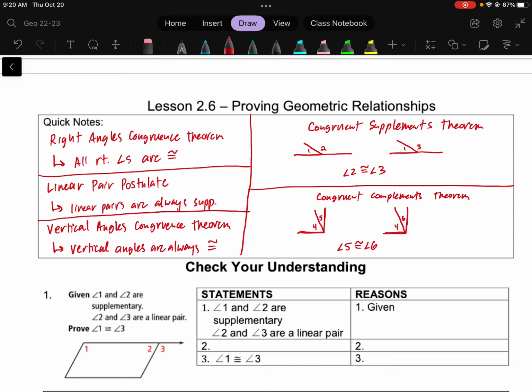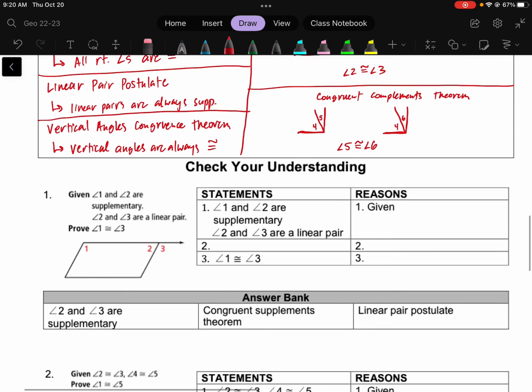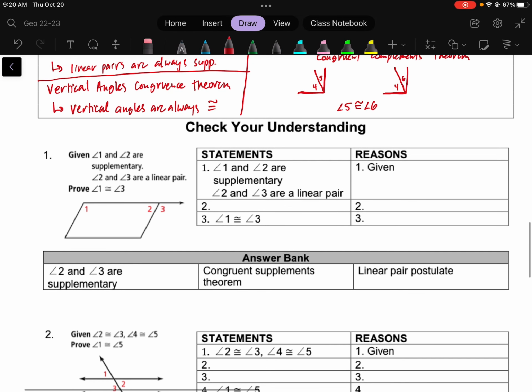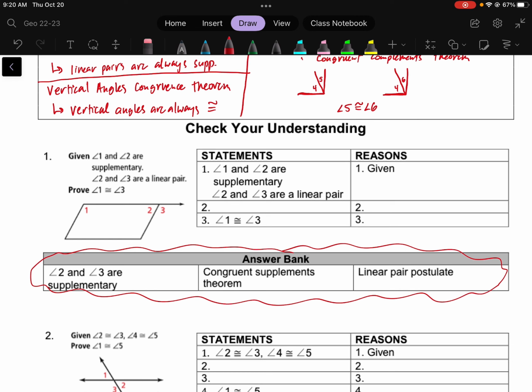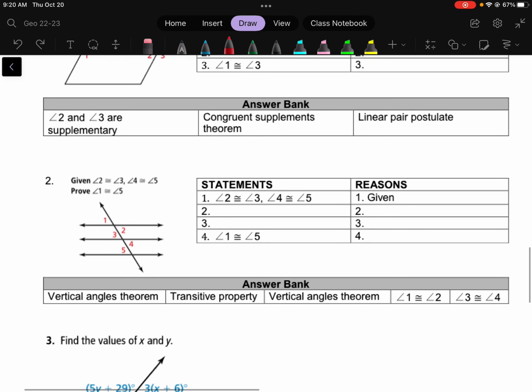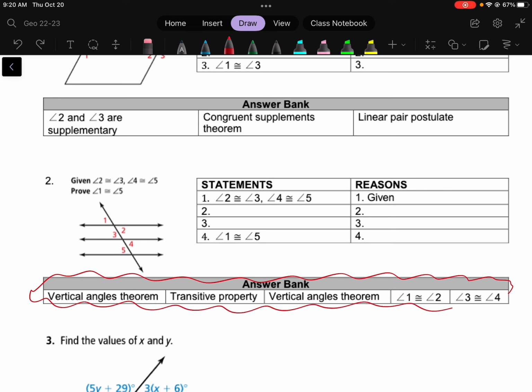So what I'd like you to do next with your groups is work on these check your understanding questions. In the first one, there are 3 missing parts to the proof, 1 missing statement and 2 missing reasons. There is an answer bank here, so make sure that you're looking at the answer bank as you're filling in the missing parts of the proof. And then same thing with question 2, except there's just a greater number of missing pieces. But again, you have an answer bank to help you.